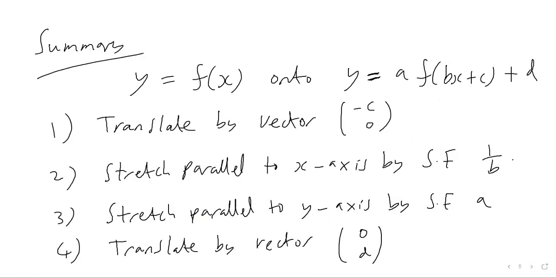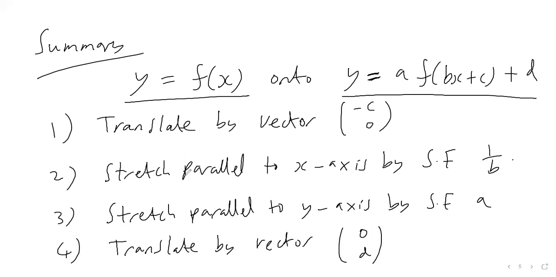But the key summary that you need to know is, regardless whether this A there is positive or negative, regardless of whether that B there is positive or negative, so these A and B stretches, you always follow this order for your transformation. So to go from a graph y equals f of x onto a brand new graph y equals a times f of bx plus c plus d, the first transformation is you translate by the c first. So you translate by a vector of minus c, shifting it backwards by c in the x direction. Your next step is to stretch it parallel to the x-axis by a scale factor of 1/b, so 1 over that number there.